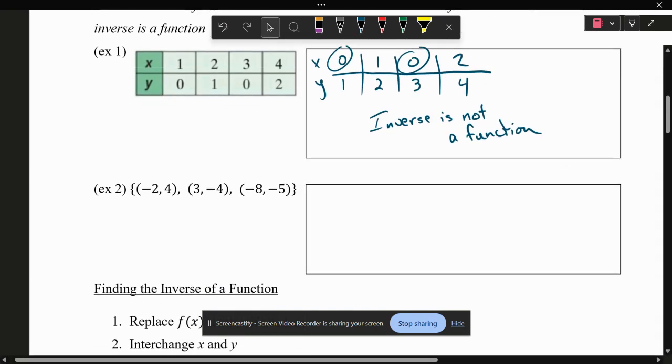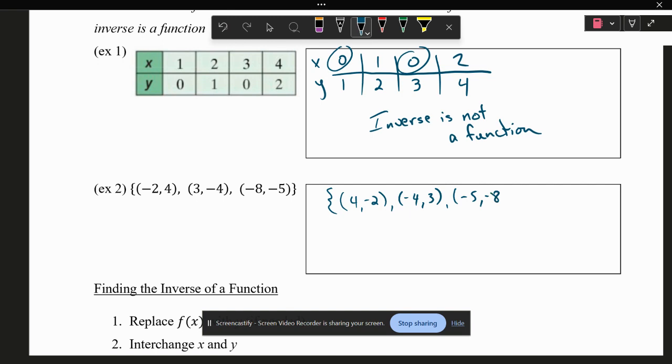So if you look at number 2, it's just written a little bit differently with the coordinates. And then you want to look again at the x values. In this case, they do not repeat, so the inverse is a function.